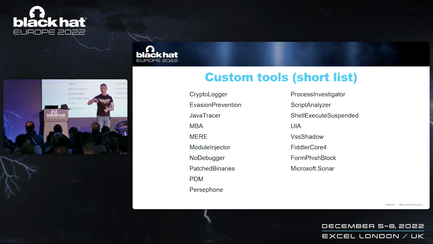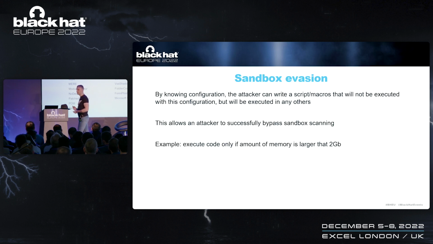To know the configuration of the sandbox, to find the difference between the sandbox and a normal workstation, and not execute in that sandbox configuration. If we know that the virtual machine has some specific build of Windows, an amount of memory and a number of processor cores, we can create our script, our payload, with this condition and not execute in the sandbox. So look at this. By knowing the configuration, an attacker can write a script macro that will not be executed in the sandbox.